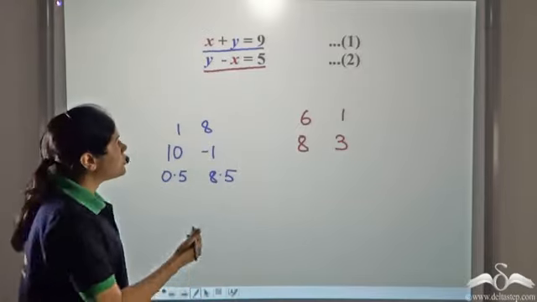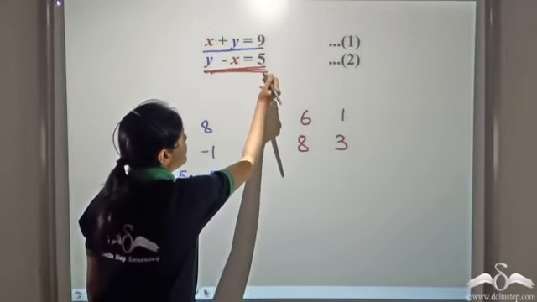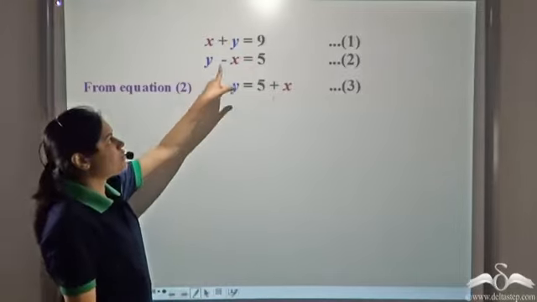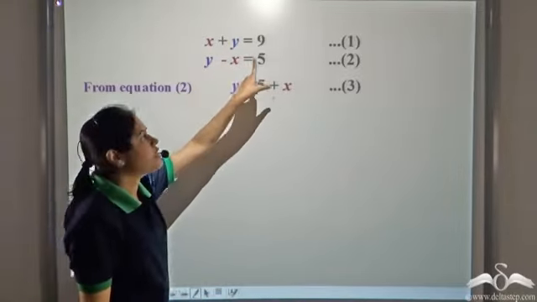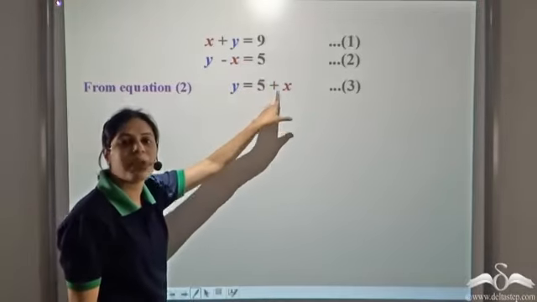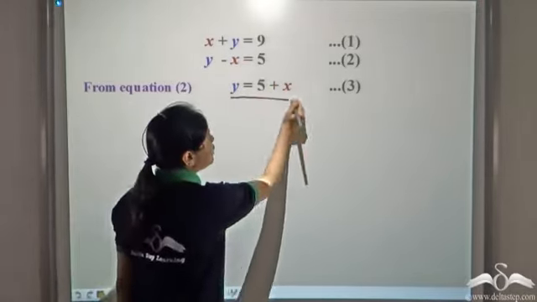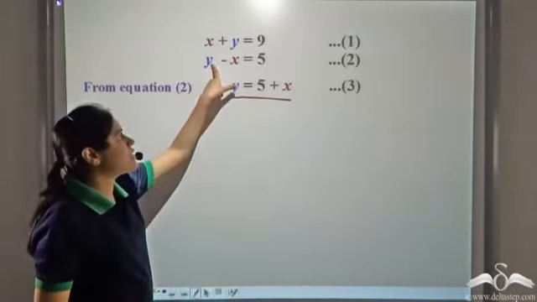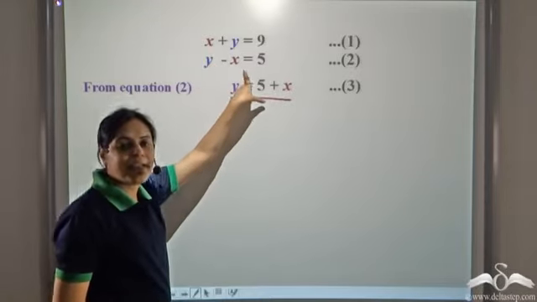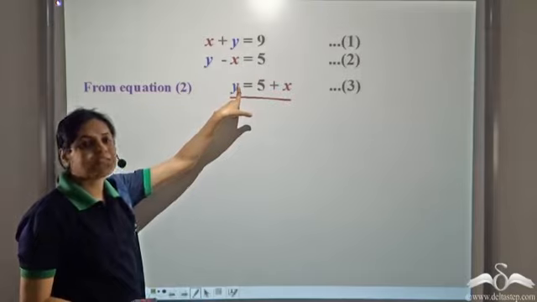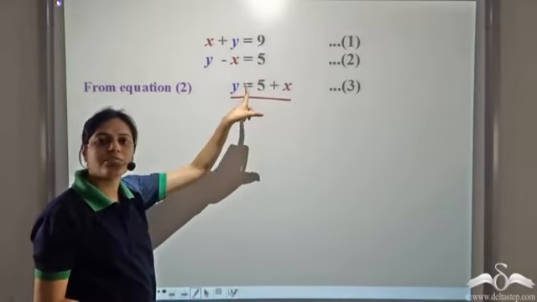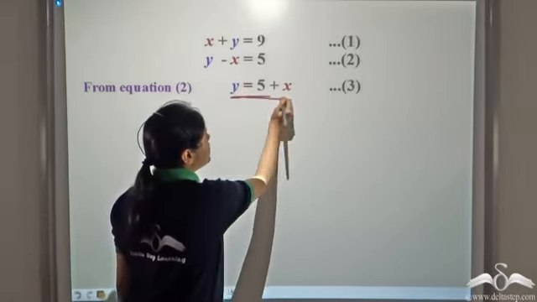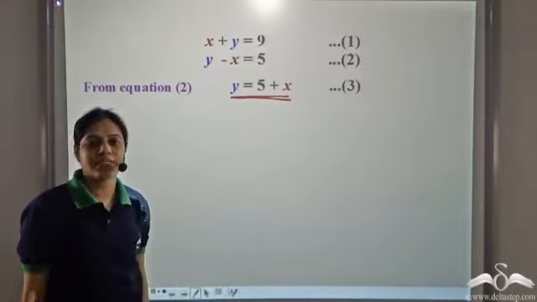Let us see. From equation 2, we have y is equal to 5 plus x. So we have transposed this negative x to the right hand side and written it as plus x. So y is equal to 5 plus x. This is the same as equation 2 because equation 2 says that the difference of y and x is 5. And this says that 5 added to x gives us y. So these are the same things. So from equation 2 we have y is equal to 5 plus x.